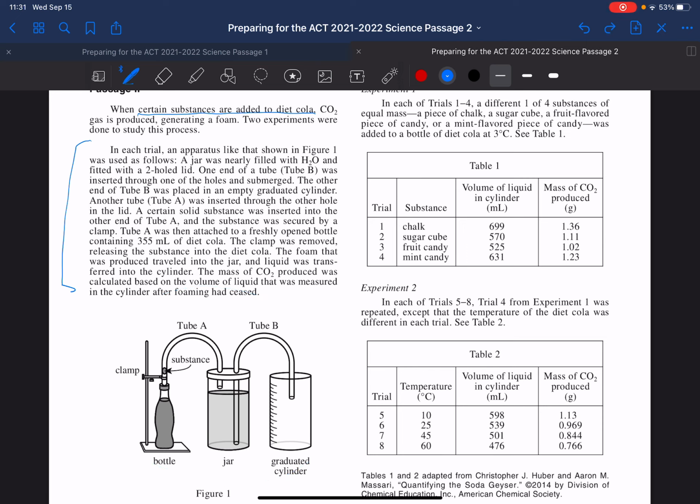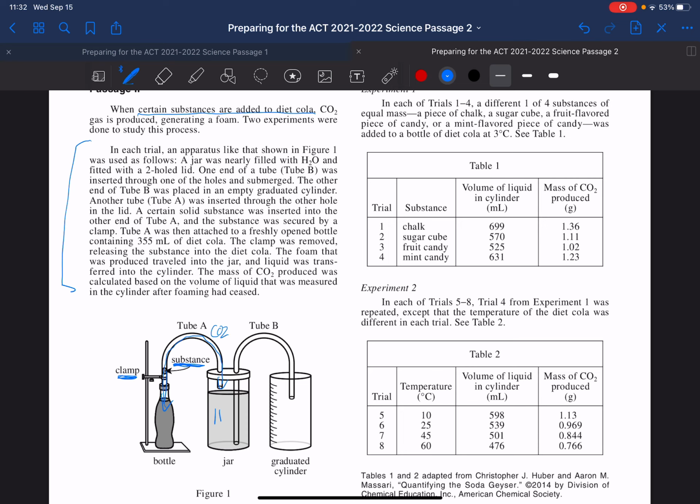What they tell us is that we've got this substance, whatever it is, this is the object we're dropping in. It's wedged right in here, held together with this clamp. Then we let the clamp go, this object drops down, and it starts to create some foam. Now, it's not going to create as much foam as a normal Mentos video does, but it starts to create foam, which is really just CO2 gas. And so the CO2 goes into here.